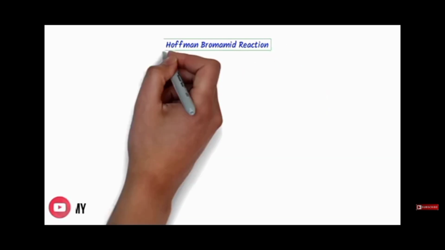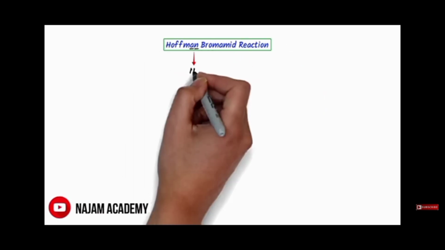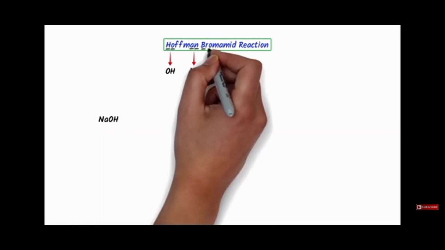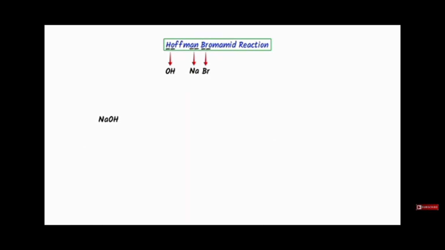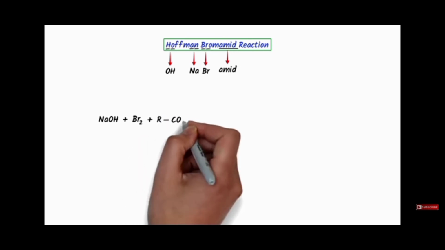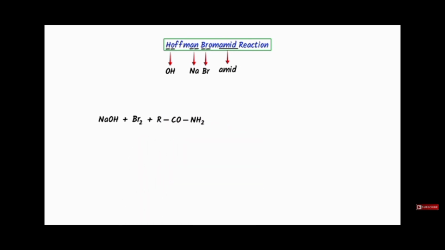Now let me teach you Hofmann bromamide reaction. Well, I select Na and OH in Hofmann. I write it as sodium hydroxide. Plus I select Br and bromamide. I write bromine. Thirdly, I select amide in bromamide. We know that amide is R-CO-NH2. So these are the reactants of this reaction.